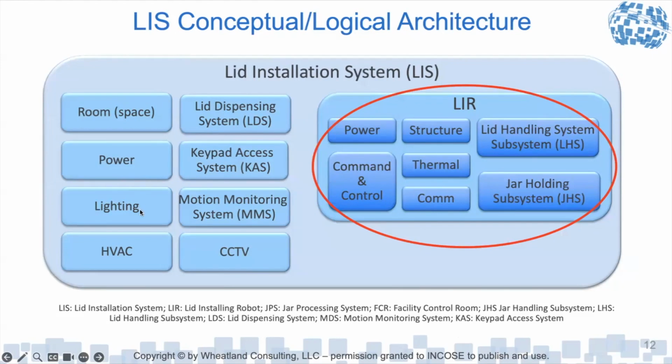We have power, lighting, heating, and air conditioning. We have a keyboard access system for the door that leads into the room. We have a motion monitoring system, and then there's the TV system.